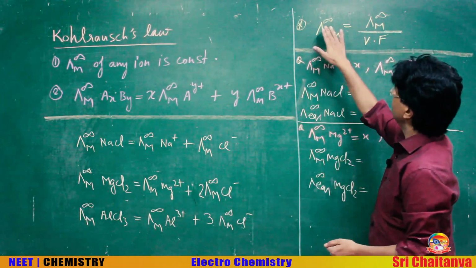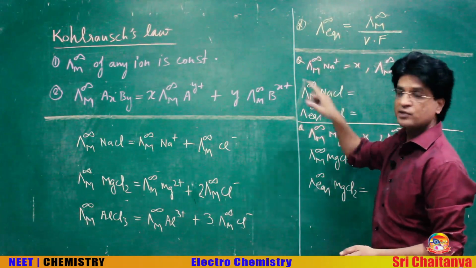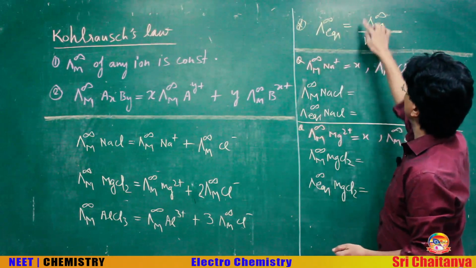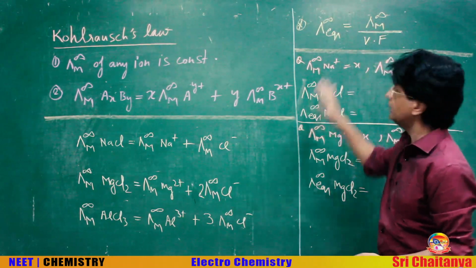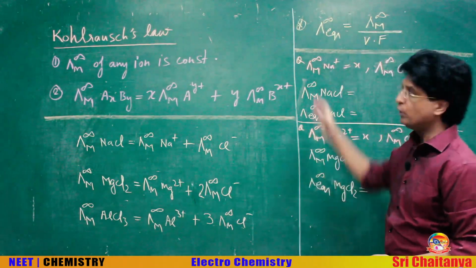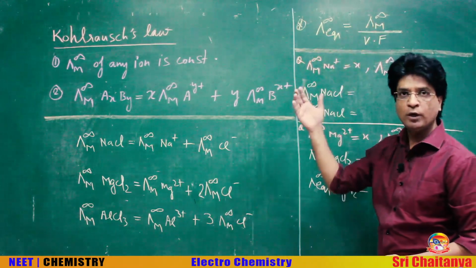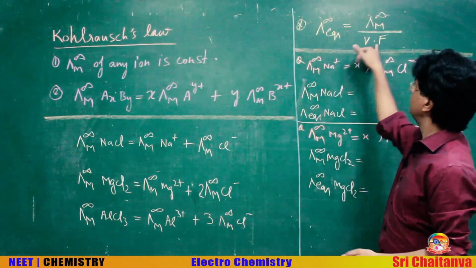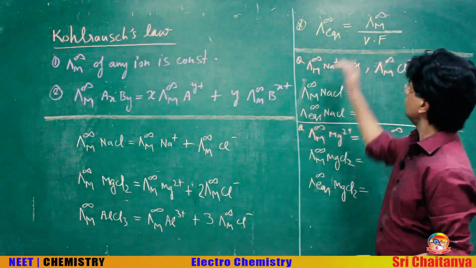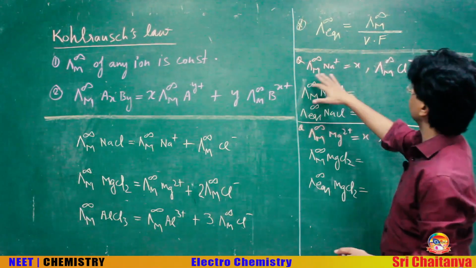Now come to this point. This is equivalent conductance. Equivalent conductance is equal to molar conductance at infinite dilution divided by the valency factor. We all know that the number of equivalents is equal to what? Number of moles divided by valency factor. Okay, so now let's see that.